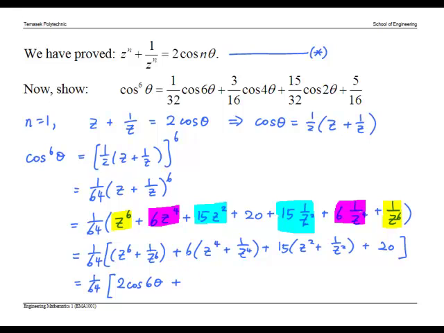Similarly, this is 6 times 2, which is 12, cosine 4 theta, and 15 times 2, which is 30, cosine 2 theta. Multiplying 1 over 64 to each of the terms, we get the result.